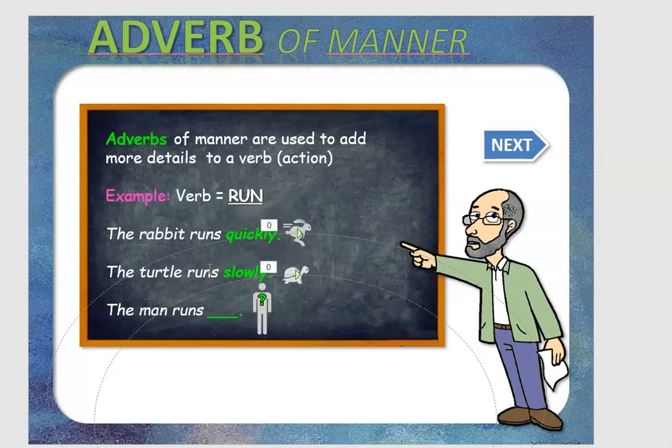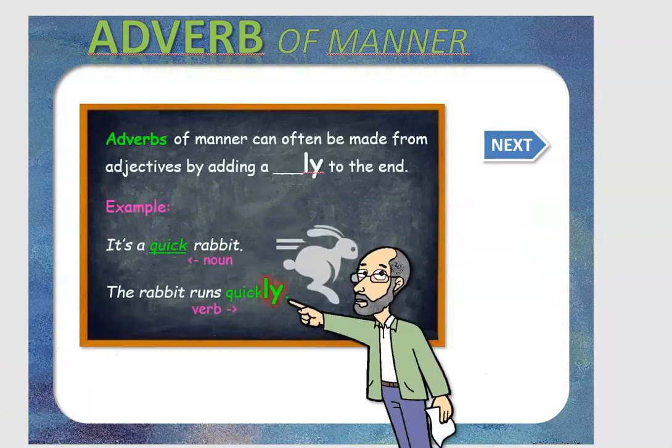For example, if the verb is run, we can see in the following sentences, the rabbit runs quickly. So run is the verb, and to add more details, how does the rabbit run? The rabbit runs quickly. The turtle runs slowly. The man runs. What can you use for man? You can use anything. The man runs quickly, slowly, anything you can use for the man. Let us go to the next slide.